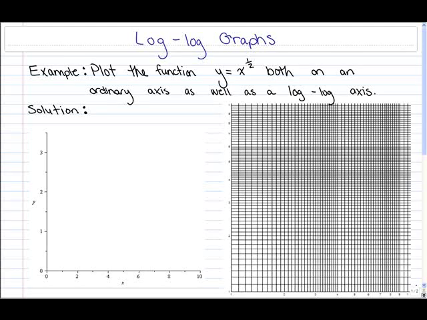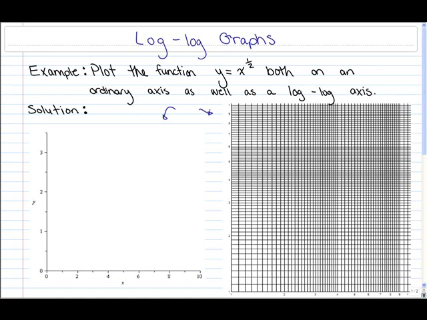In this video, we're going to take a look at plotting a function on log-log paper. So we're asked here to plot the function y equals x to the 1/2, both on an ordinary axis as well as a log-log axis. Now the ordinary axis is here on the left, and the log-log axis is here on the right.